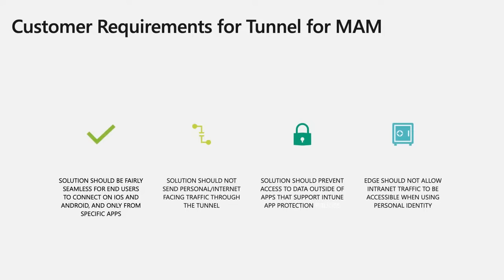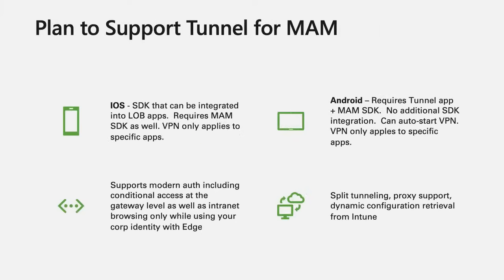So if I sign out and sign back in with my personal account, the VPN is stopped and I can browse, with my own set of privacy, to whatever sites I want. Whereas if I am signed in with my corporate account, now the VPN starts up and I'm able to connect to those on-premises resources. So there's a couple of ways that we implemented this.